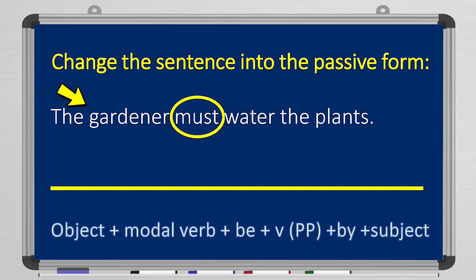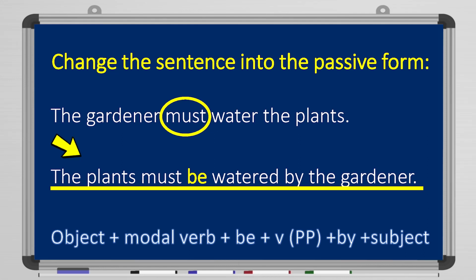The gardener must water the plants. Look at the sentence. Is there a modal verb? Yes, it's very clear. Must. What's the subject? The gardener. Where's the verb? Water. What should he water? The plants. So we start with the object. The plants must be watered by who? By the gardener. Very, very easy. All you have to do is simply follow the steps.